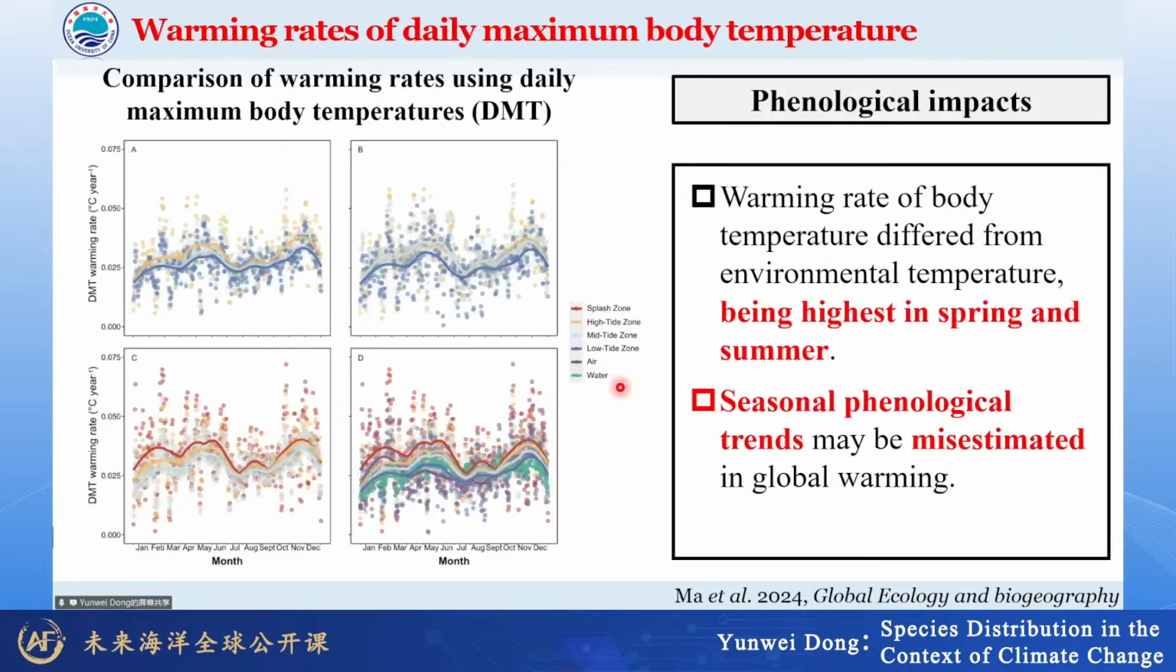When we think about climate change, we also think about phenology. Phenology means the seasonality of some physiological traits, like reproduction and growth. You can see the impact of seasonality is also very different. The warming rate of body temperature is especially higher in spring and summer for some species. So the seasonal phenological trend may be misestimated in the context of global warming. So we really need to think about the phenology.